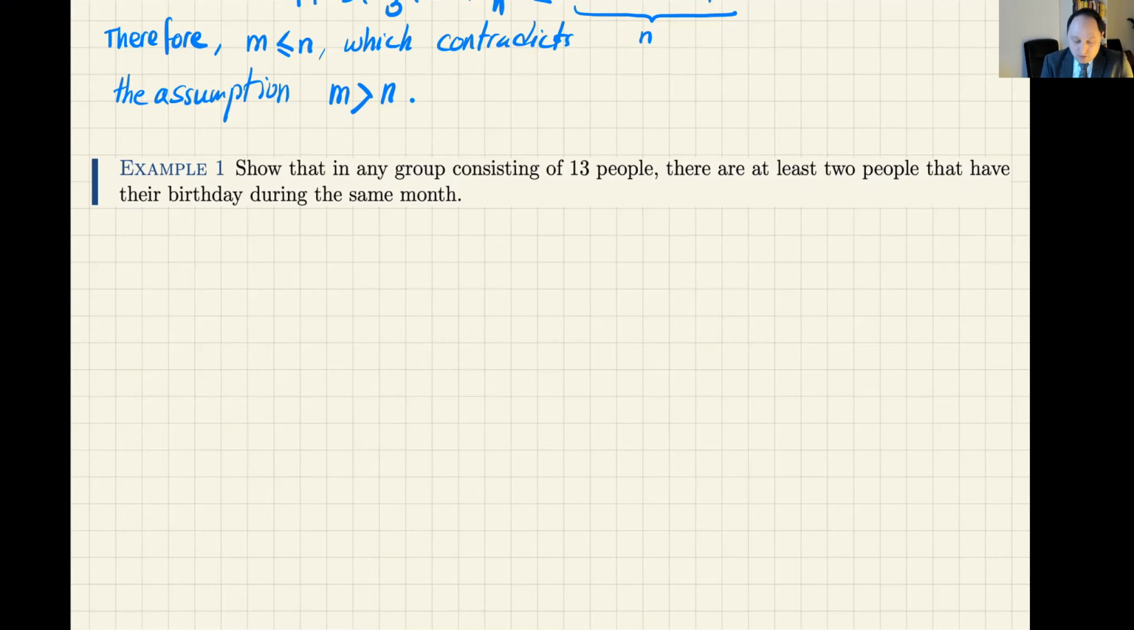Okay, so let me read the question again. Show that in any group consisting of 13 people, I don't need any extra information. As soon as I have 13 people in a group, I can immediately assert that there are at least 2 people in this group that have their birthday during the same month.